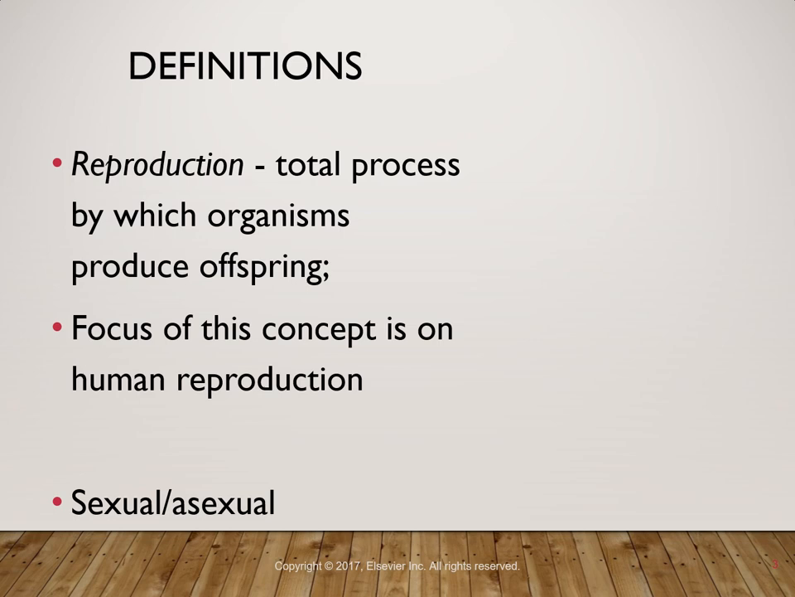Well, the basic definition of reproduction will be the total process by which organisms may produce offspring, and in the case of humans, they produce a new individual. The basis of conception of a child will be the sexual intercourse between a man and a woman. So during sexual intercourse, the interaction between the male and female reproductive systems will end up with the process of fertilization of a female ovum by the male sperm.